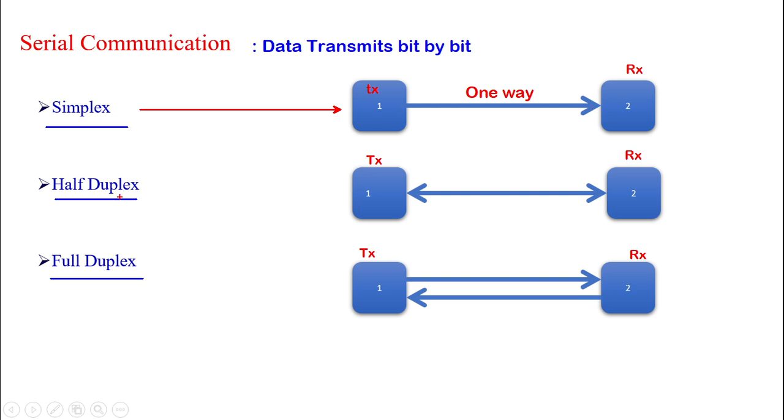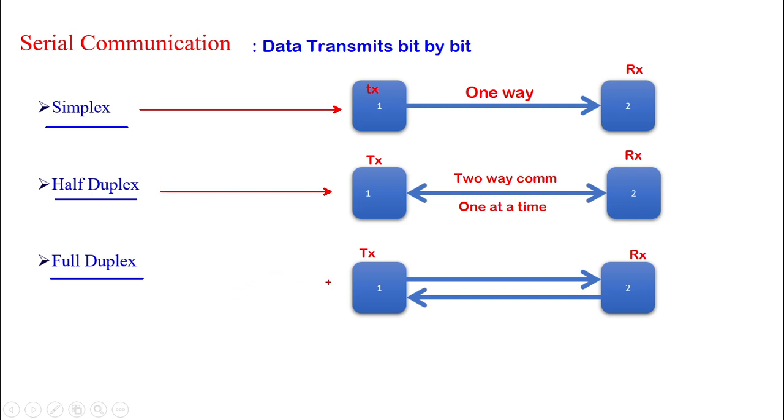The second one is called half duplex. What do you mean by half duplex? Two-way, but one at a time. Two-way communication, but one at a time. This type of communication is called half duplex. There will be two-way communication, but only one at a time. So any one way, anyone is able to communicate, either transmitter or receiver. So this type of communication is called half duplex.